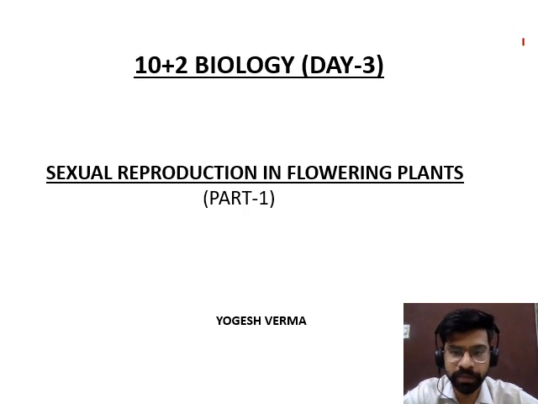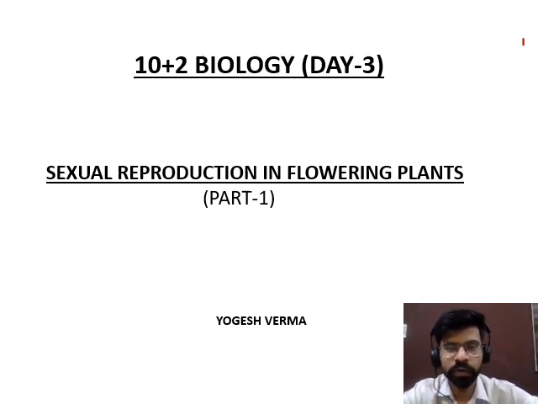We are going to start our next chapter, that is sexual reproduction in flowering plants. What is sexual reproduction? In the previous chapter 1, we already discussed sexual reproduction. Sexual reproduction is a process of formation of young ones with the fusion of male and female gametes. So in this chapter, we read about sexual reproduction taking place in flowering plants, how plants reproduce by sexual means.